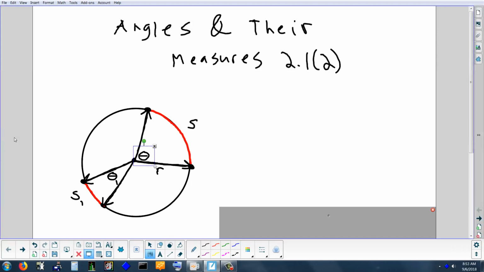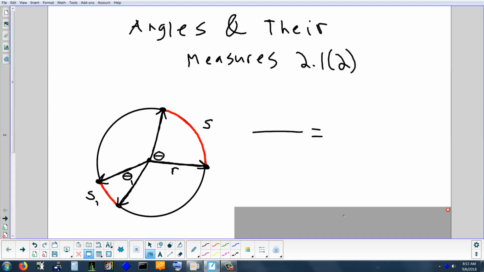All right, so let's see if we can set that up. A proportion has 4 spots: numerator and denominator on the left, numerator and denominator on the right. And you have 4 things: S, theta, S1, theta 1. When you set up a proportion, you can do it a lot of different ways, as long as you're consistent. Whatever pattern you use to set it up on one side, use the same pattern on the other side. So I'm going to compare arc to angle. So S to theta.